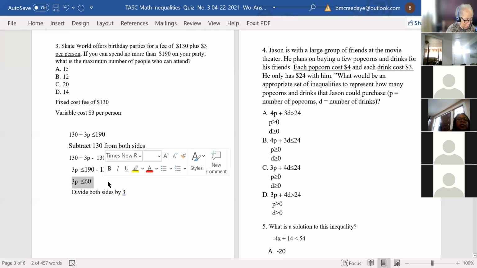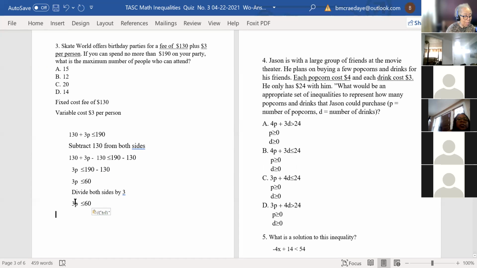Tell me what P is less than or equal to. If you divide both sides by 3, P is going to be equal to, I'm going to just shortcut here, 20. That's it. Very good, Alba. 60 divided by 3 is 20. And less than or equal, that means 20. The maximum number of people who can attend is 20. So the answer is C.